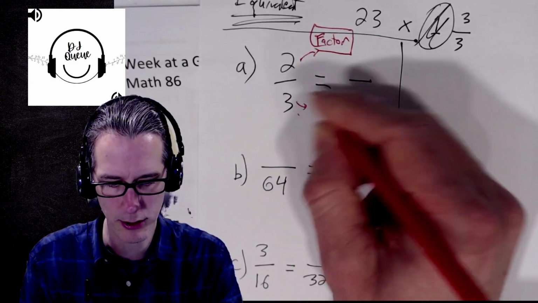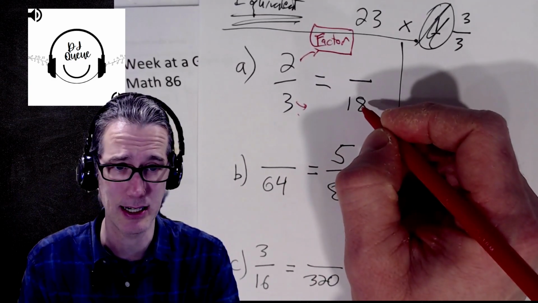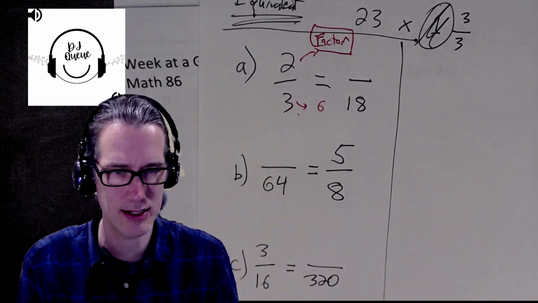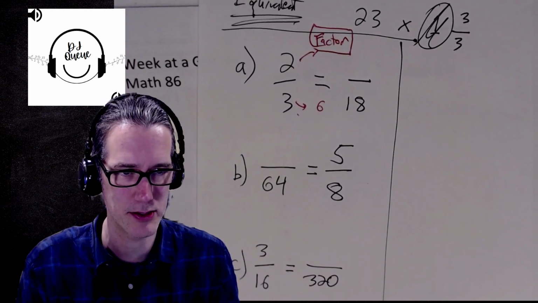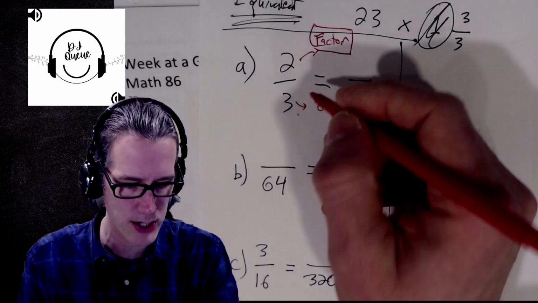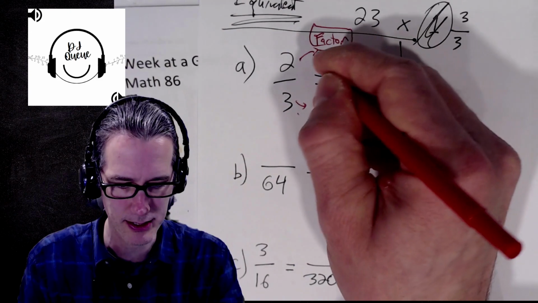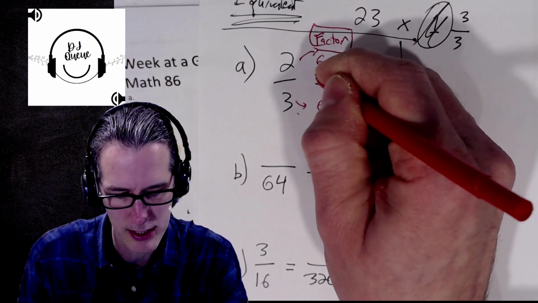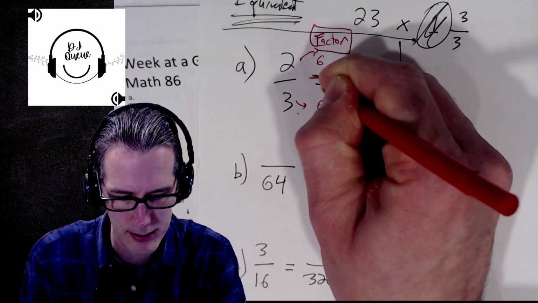What have I done to the 3 to turn it into the 18? Well, I've timesed it by 6, and I think you're probably typing that in chat, but I've scrolled up to see the actual answers. One sec, I'll dive back down. Yeah, absolutely. Thank you, Harsh. You're timesing it by 6, and you have to do it to both the top and the bottom. But what you're really doing is timesing by 6/6.